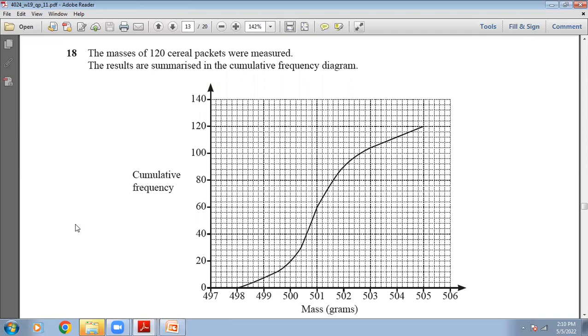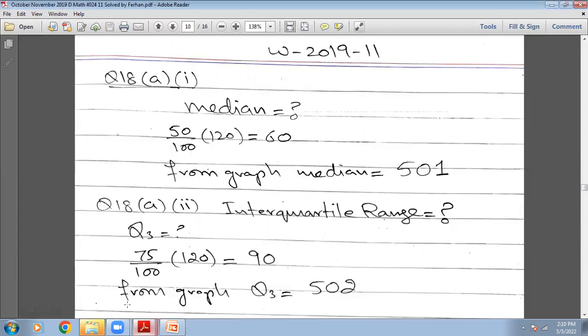Then find the Q1. That will be 25% of the 120, and 25% of the 120 will be 30. So from the y-axis, check where the 30 is. That's between 20 and 40. From here, come to the graph and check the value below this. It is 500.4. So that is your Q1. The interquartile range is Q3 minus Q1.